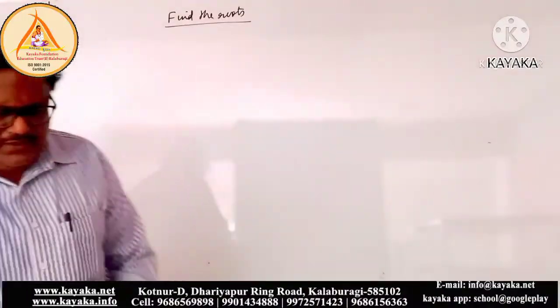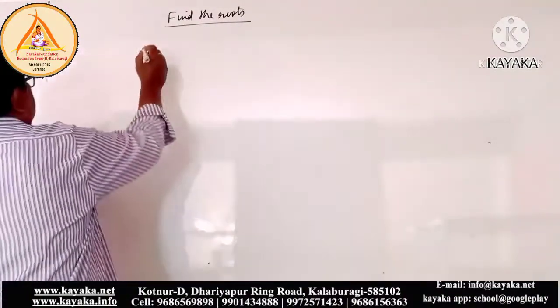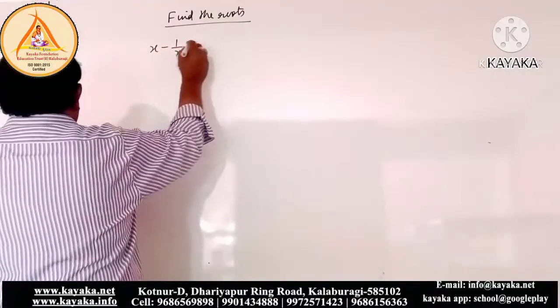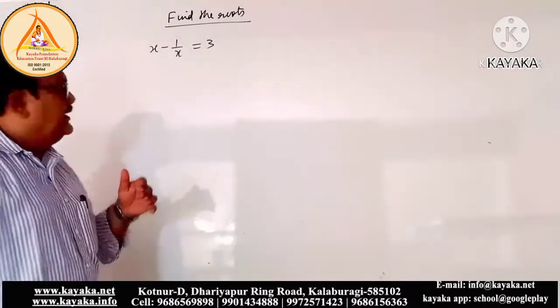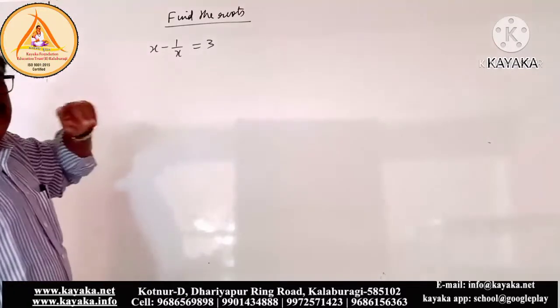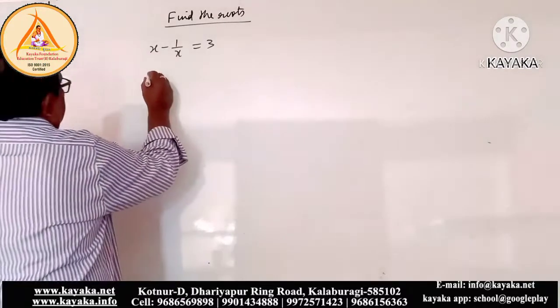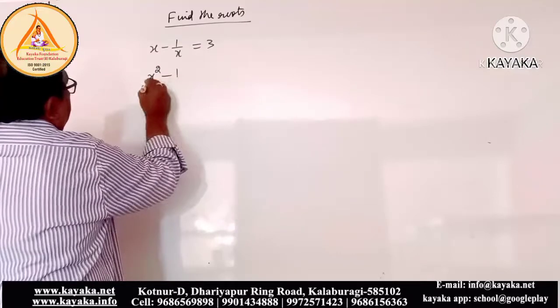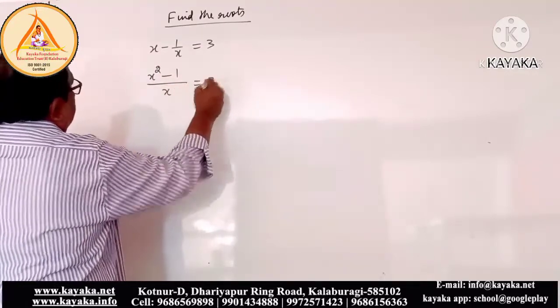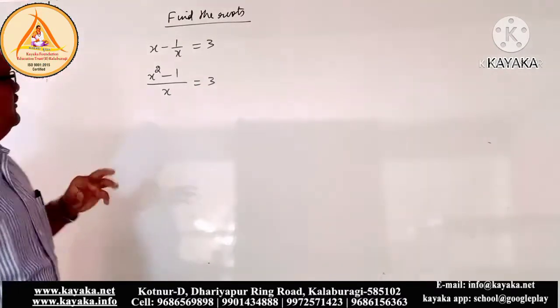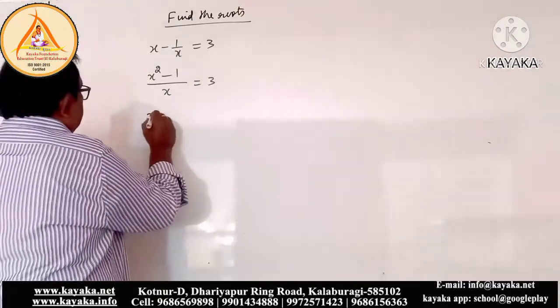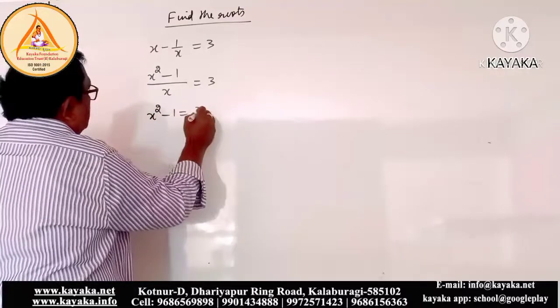Today's last problem, you will get x minus 1 by x equal to 3. Here you have to take the LCM for the left hand side. You will get x square minus 1 divided by x equal to 3. Now you have to cross multiply here. If you cross multiply, you will get x square minus 1 equal to 3x.